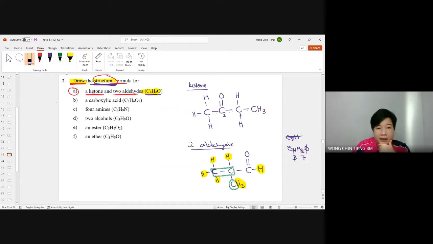Okay, balik cuba buat. Sama juga, cara nak buat adalah always start with the functional group. For example, carboxylic acid kena pegang C double bond OOH. Always start with this thing. Lepas tu tengoklah, oh saya ada berapa carbon yang tinggal dan kita susun lain.